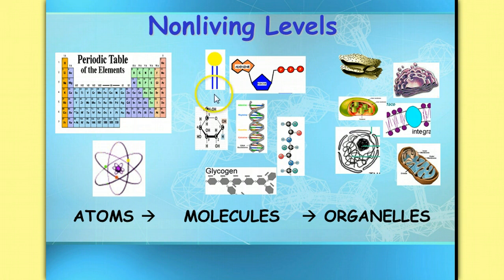So hopefully you're recognizing, here's a lipid, right? Here's a sugar, here's a complex sugar, here's a DNA molecule, okay? Here's a protein. All of those things then are combined in different ways and formats in order to produce organelles.